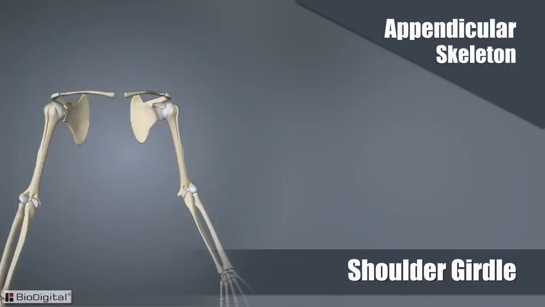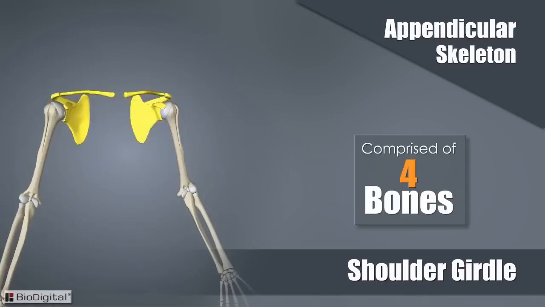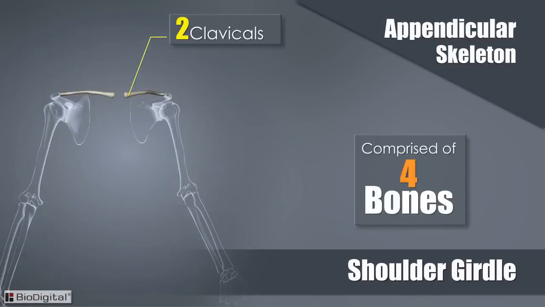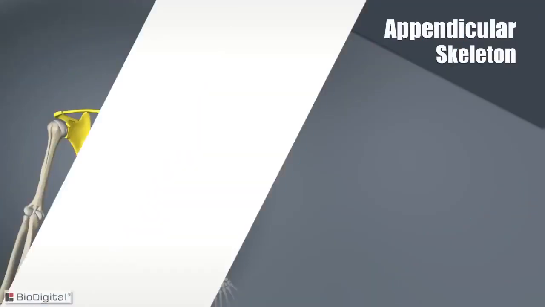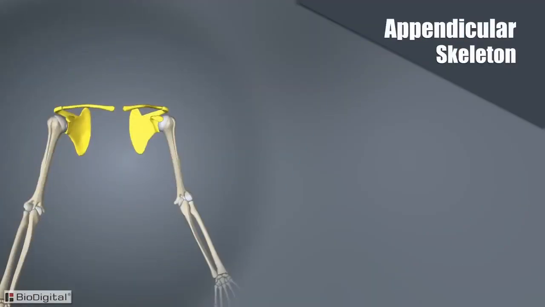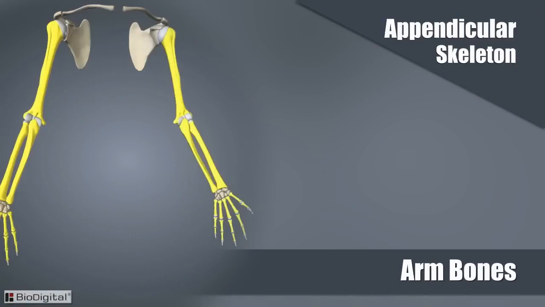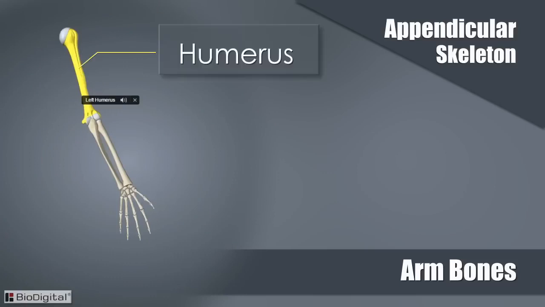The shoulder girdle is comprised of 4 bones. It's made up of 2 clavicles, known as the collarbones, and 2 scapulas, which are known as the shoulder bones. Together, these bones form the shoulder girdle to which the arm bones attach. The arm is composed of 3 bones. The upper bone is known as the humerus. This is categorized as a long bone.